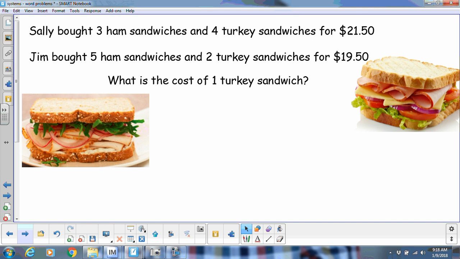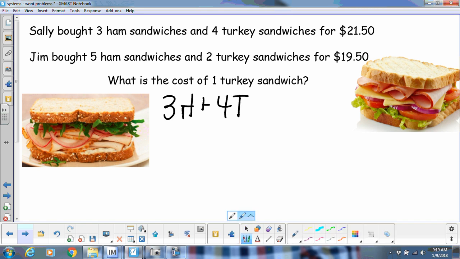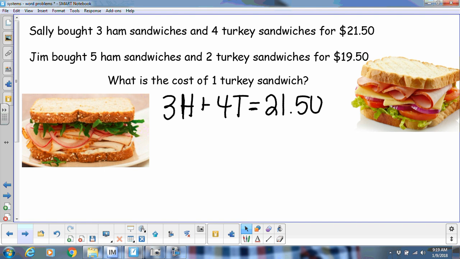Sally bought 3 ham sandwiches and 4 turkey sandwiches for $21.50. Write that out. What do you think? 3h plus 4t equals $21.50. That'll work. The second one: 5h plus 2t is going to equal $19.50. So what do you think is going to be easy this time? Negative 2 on the bottom. Good job.